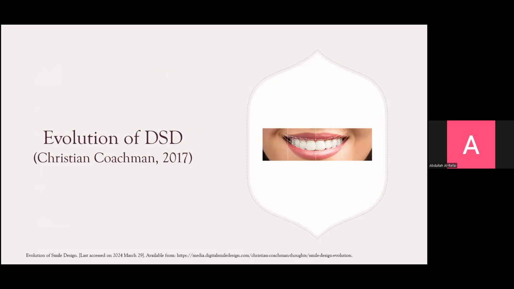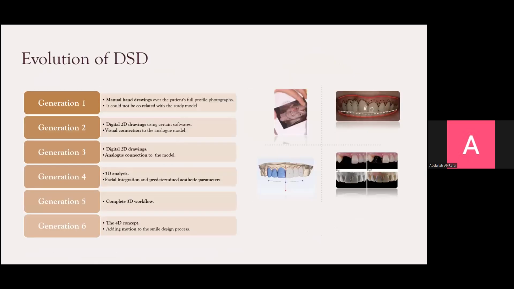Okay. Now we will talk about the evolution of digital smile design by Christian Kochman in 2017. Christian Kochman described the evolution of digital smile design in 6 generations as follows. Generation 1 utilized manual handwriting over the patient's photographs with no connection to the study model. So here we started drawing lines and shapes over the patient photographs, and these drawings are not connected to any type of study model.